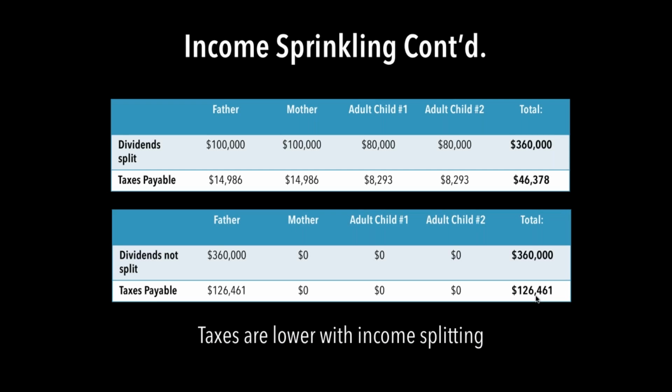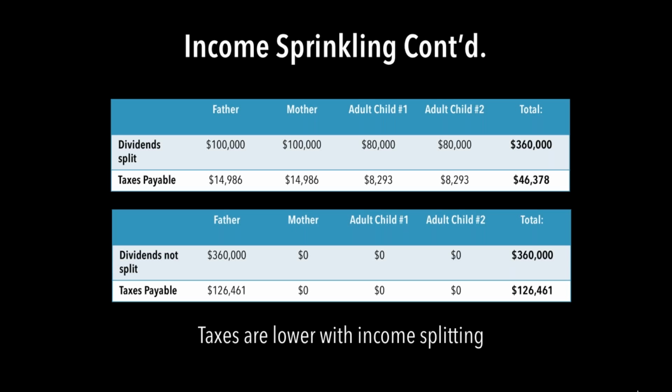Okay. In the chart, you will see a total dividend is paid from a family business to four shareholders: father, mother, adult child 1, and adult child 2, totaling $360,000. The father and mother each receive a dividend of $100,000, and the adult children receive $80,000 of dividends each. In doing so, we have split income among four different family members. So the total tax burden is reduced to only $46,000 on $360,000 of total dividend payments.